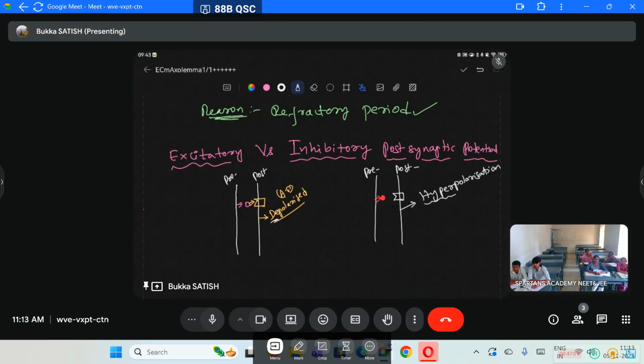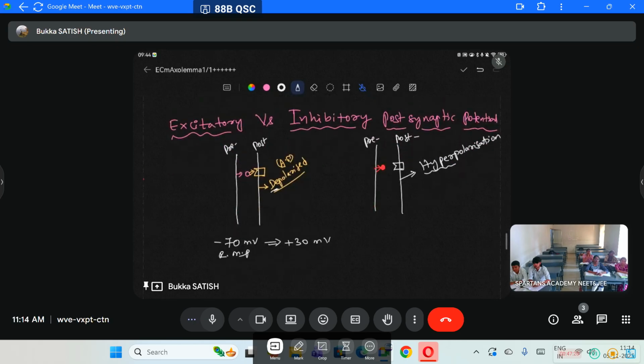Means, for example, here minus 70 millivolts was the resting membrane potential. Yes or no? If it is changing to plus 30, usually this is what it is. What do we call this one? Depolarization. But here, minus 70 millivolts will become, say, for example, minus 90 millivolts. It is already in the polarized condition, undergoing further polarization. This is hyperpolarized.